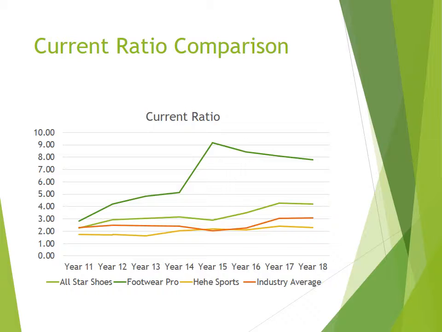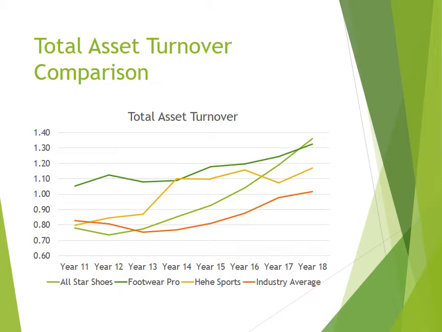While our company's current ratio clearly didn't increase as drastically as Footwear Pro, one of our competitors, it increased slightly year over year until year 14. After dropping in year 15, our current ratio saw a strong increase the final 3 years, ending at 4.21 in year 18. Total asset turnover is the final ratio we will be comparing.